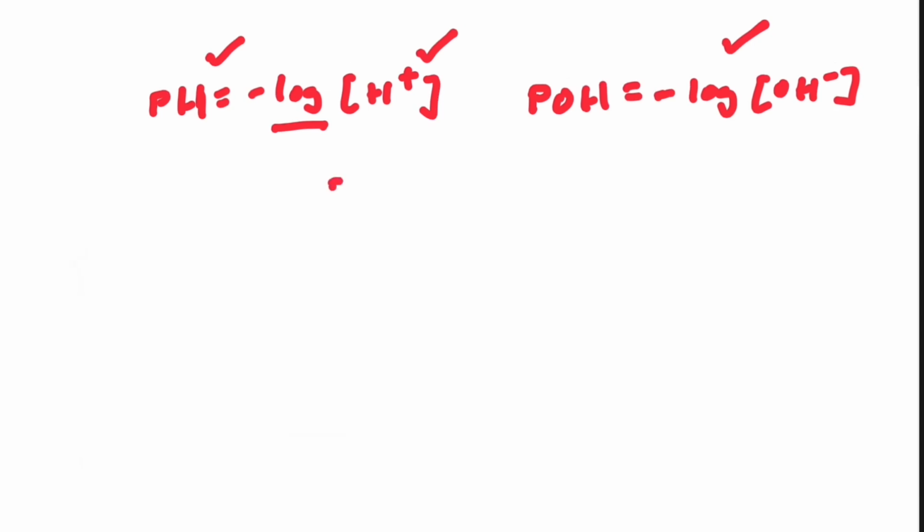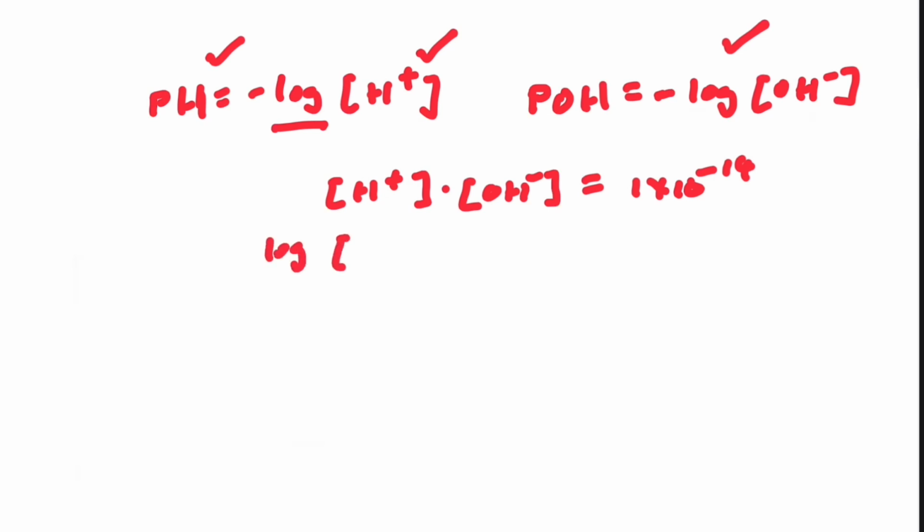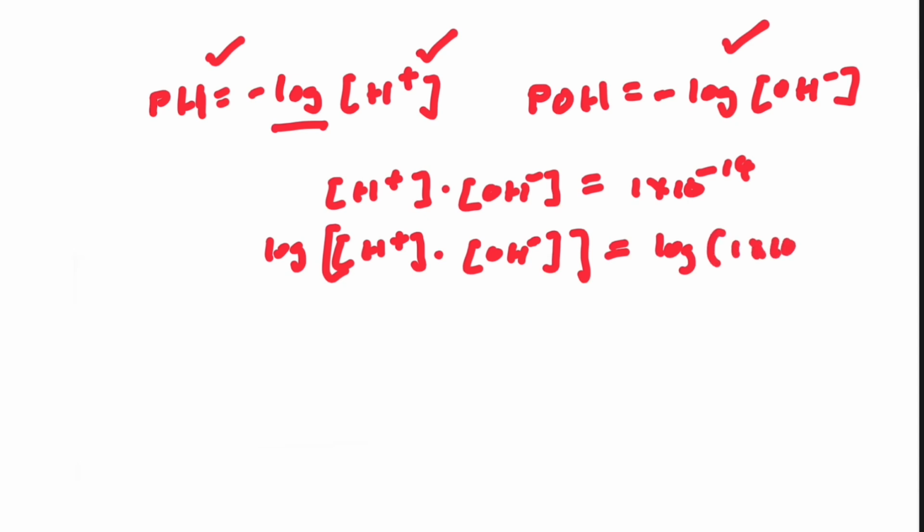Remember that we said H plus multiplied by OH minus is equal to 1 times 10 to the minus 14. Okay, let's introduce log on both sides. I want to show you something very cool. If we introduce log on both sides, we would have log of H plus multiplied by OH minus, right? If we do something on the left, we must also do it on the right. So here we're going to have log of 1 times 10 to the minus 14, right? But log of A multiplied by B is equal to log of A plus log of B. That is a log law, right?